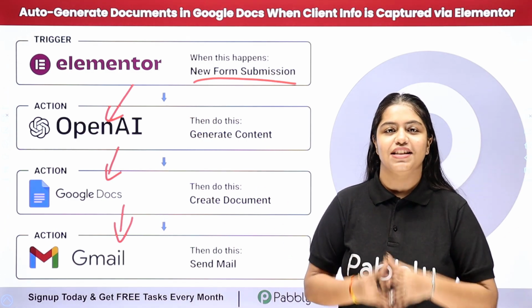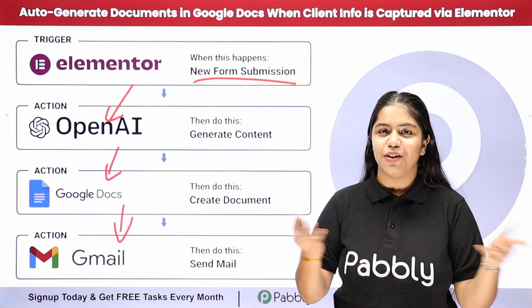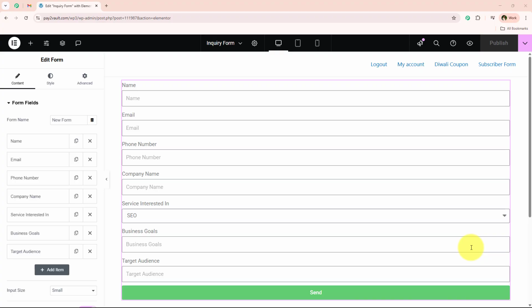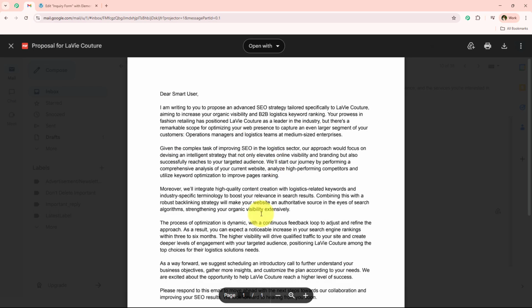So if you also want to create this amazing automation for your own business, then for that you have to come with me towards my screen. Welcome to my screen everyone. In this video I'll show you how to automatically generate customized documents in Google Document whenever someone fills out the Elementor form. So whenever someone fills out all of this form, I'm just going to send them a mail something like this with the proposal.